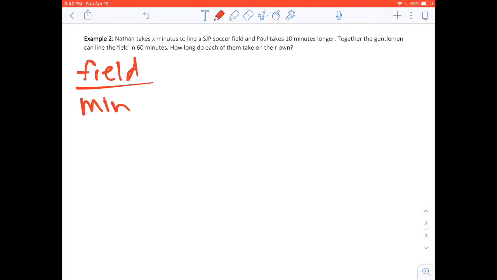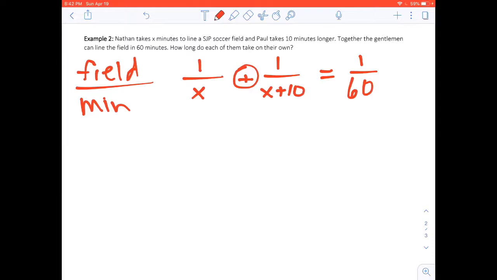So in a case like this, we'll end up having Nathan. We know that he can do one field in X minutes. I know Paul, he can do one field in X plus 10 minutes. Together, that's why I'm adding them, we know that these guys can do one field in 60 minutes. So we want to solve what X is. If together they do the field in 60 minutes, well, alone they're probably going to be longer than 60 minutes. And you'll see that from this. So what we're going to do is treat this one just like the one that we saw before.